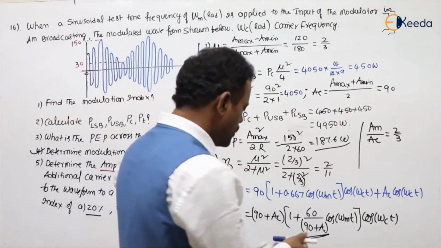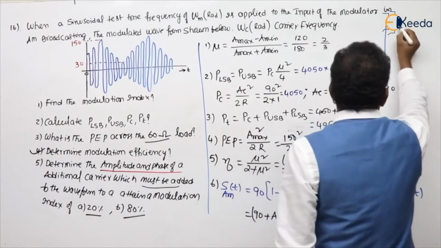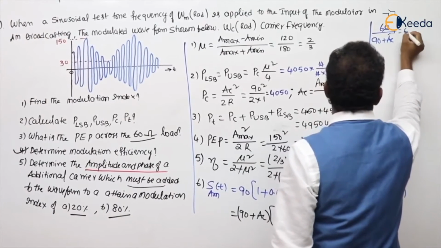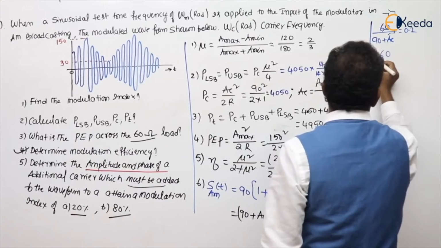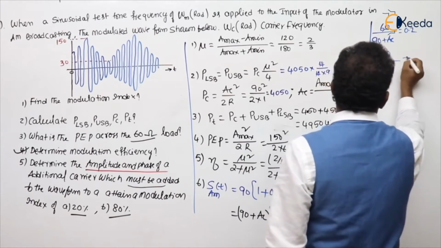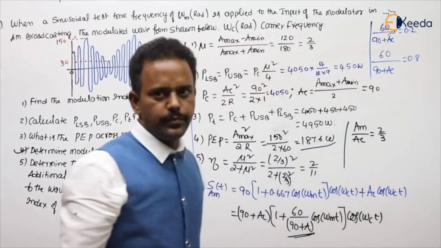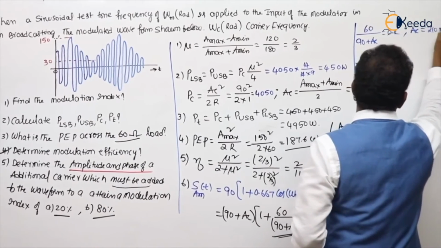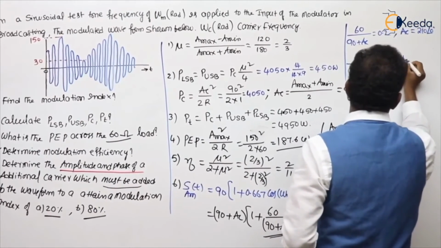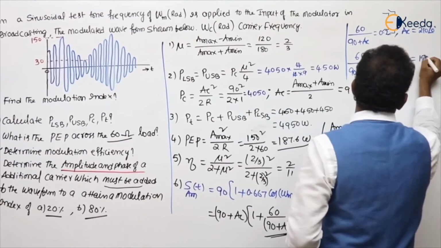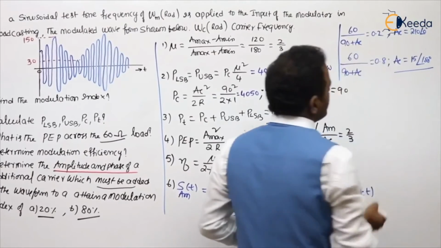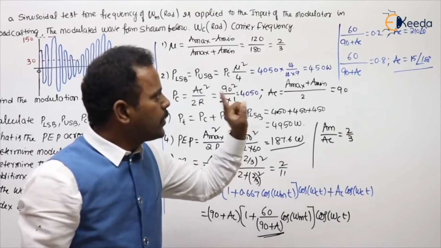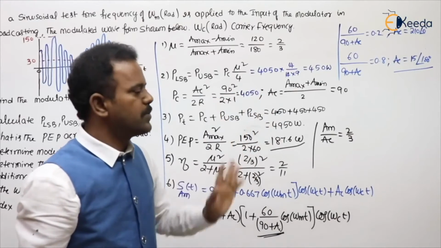Follow. So 60 divided by 90 plus AC value should be equal to 0.2, and 60 by 90 plus AC value should be equal to 0.8. Now in this case, you will get AC value 210, angle of 0. In this case, you will get AC value minus 15, so 15 angle of 180. Those are the new values you must add to get the modulation indices of 0.2 and 0.8, because 20% means 0.2, 80% means 0.8.